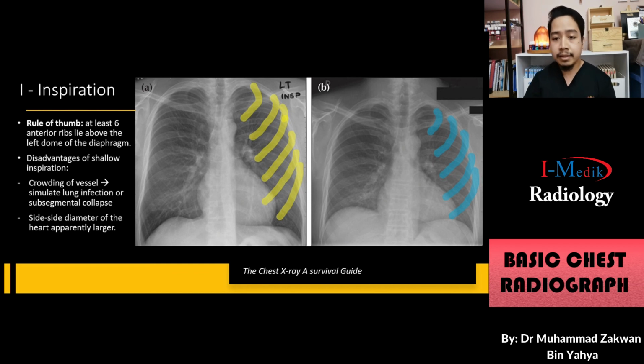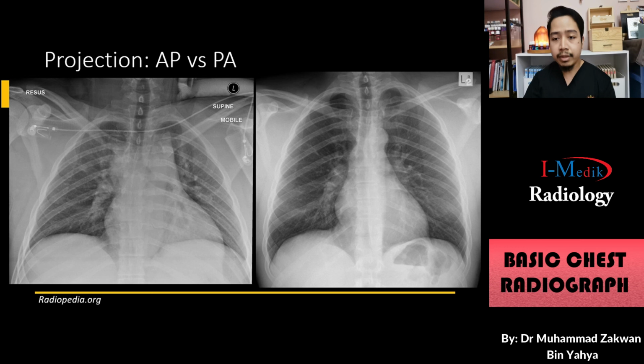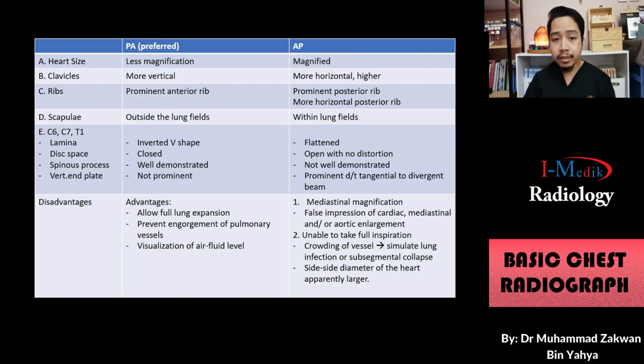And then the third quality, the P, projection. We have to make sure whether we are looking at an AP or PA, anteroposterior or posteroanterior projection. What is the importance? We prefer the posteroanterior projection because there will be less magnification. The heart, the mediastinum, and all the structures will be less magnified.